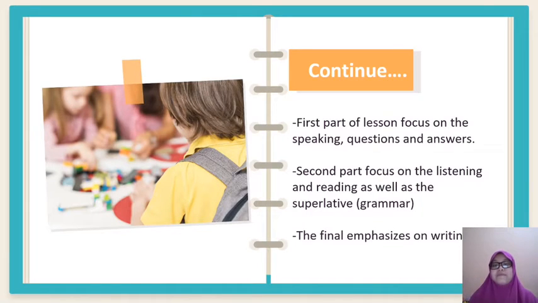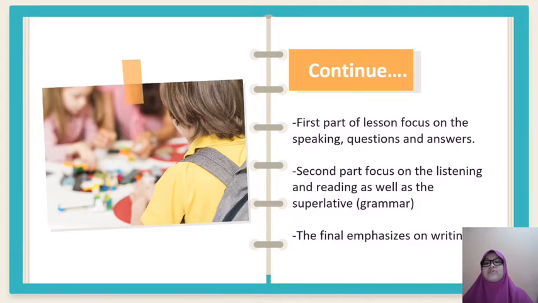So the first part actually emphasizes more on the speaking, where the students give ideas on what they think it is all about. So let's move towards the second part.